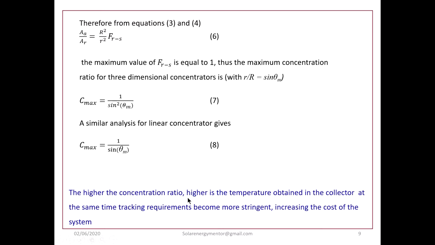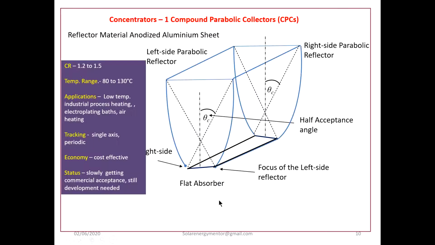Okay. So the higher the concentration ratio, the higher is the temperature obtained in the collector. At the same time, tracking requirements become more stringent, so this increases the cost of the system. So some balance has to be struck between the cost of the tracking system and the higher concentration ratio. This balance needs to be struck by the designer. Now let us see the concentrators which are popularly used in applications.